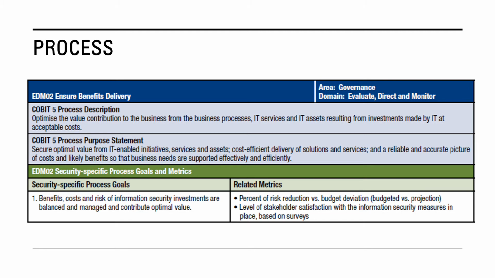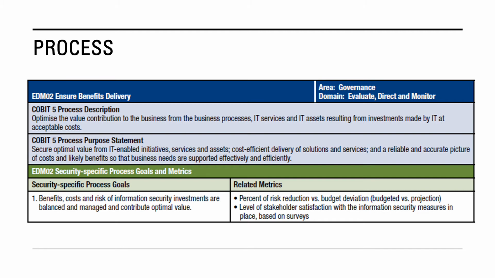And of course, when we're going to be auditing against that, ensuring that the organization has these processes in place from a security point of view. So the security-specific process goal is that the benefit, costs, and risk of information security investments are balanced and managed and contribute optimal value. In order to do that, we're going to look at some metrics, because it's important to us to try to reduce the subjectivity and to make it more objective. So we're going to be using metrics.